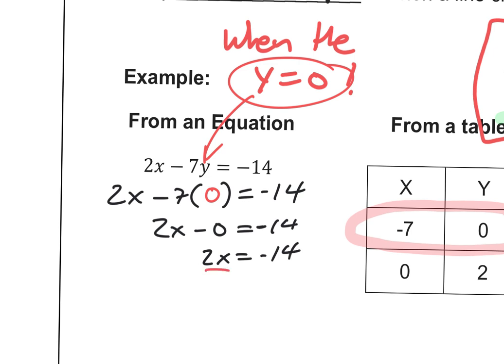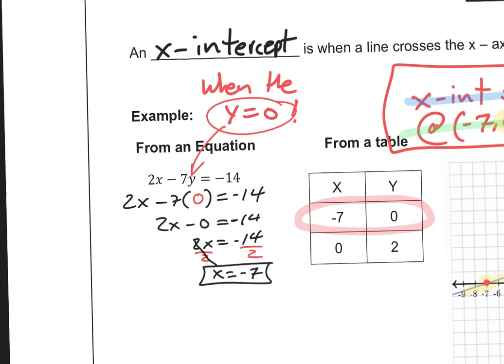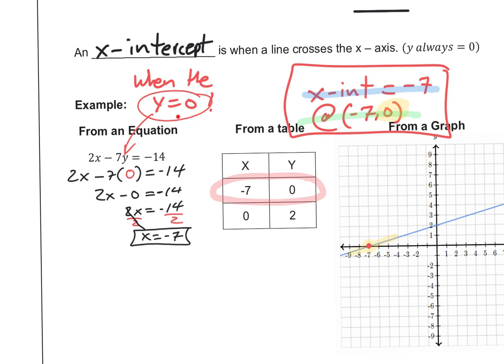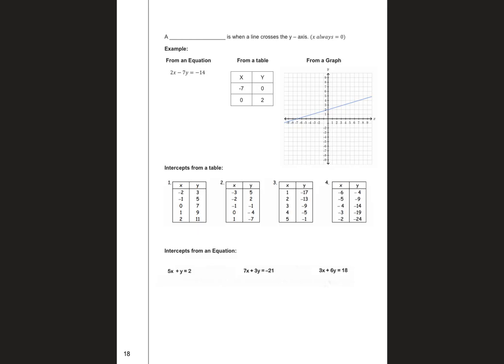And then I'm going to divide both sides by 2. And I get x equals -7. And voila, there's our x-intercept. It's at -7, and of course it's when y is 0. So 3 different ways we could find it. 2 different ways you can write it. All right, let's go to the next page.